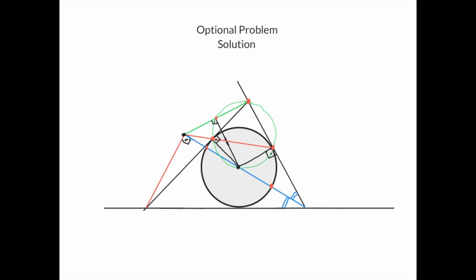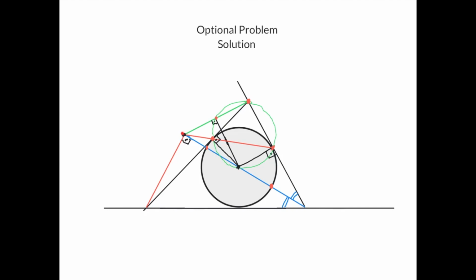Now let's consider the powers of this point with respect to this circle and this circle. Well, with respect to this circle, the power of this point is this times this, and it equals this times this. And with respect to this circle here, the power is this times this, and it equals this times this.